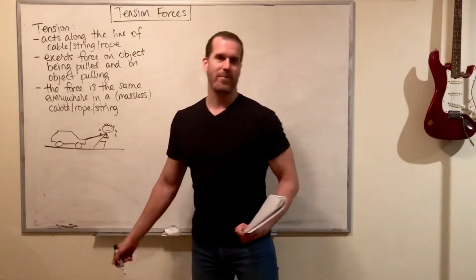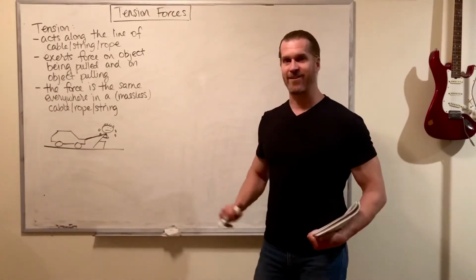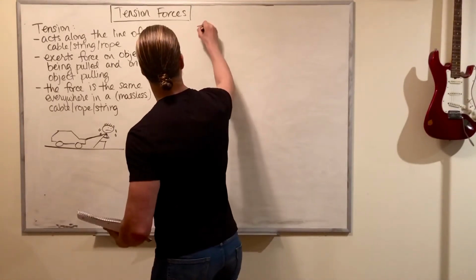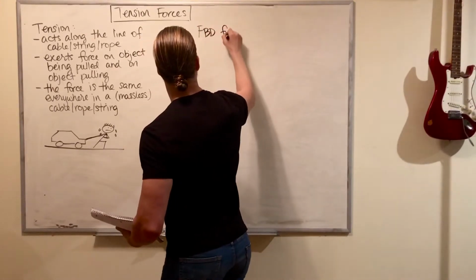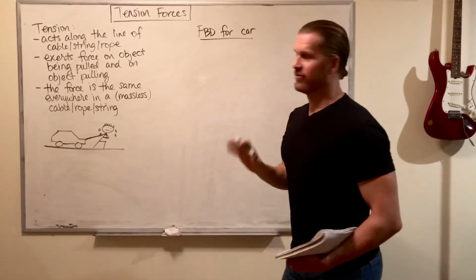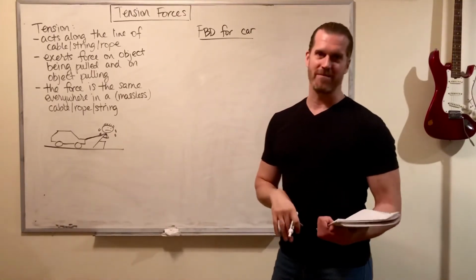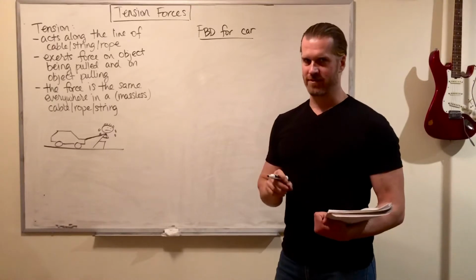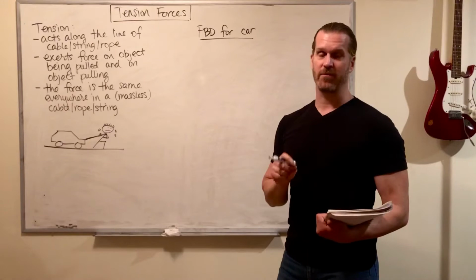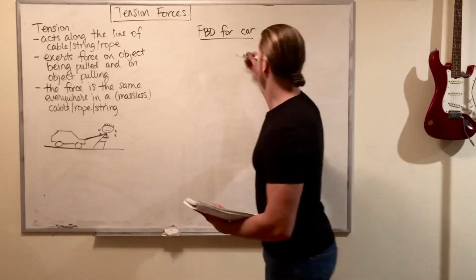So imagine that you're pulling a car via a rope. Let's draw a quick free body diagram for this situation. When dealing with tension forces, it's really important to keep the object of interest in mind and to remember that the object of interest only experiences forces that are directly acting on it. So here's what I mean.